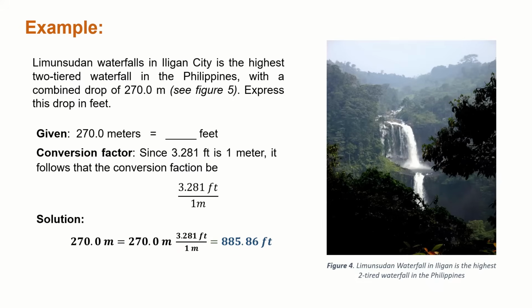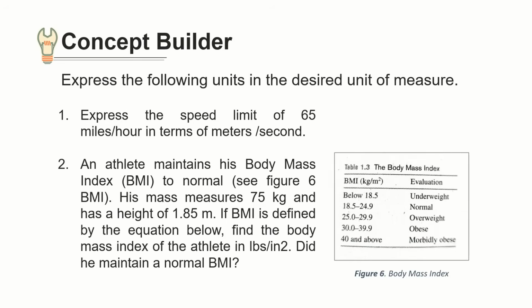So, let us proceed to our concept builder. Express the following units in the desired unit of measure. So, number 1, express the speed limit of 65 miles per hour in terms of meters per second. So, we need to convert this unit into this unit. And number 2, an athlete maintains his body mass index or BMI to normal. So, his mass measures 75 kg and has a height of 1.85 meters. So, if BMI is defined by the equation below, find the body mass index of the athlete in pounds per squared inches. So, did he maintain a normal body mass index?